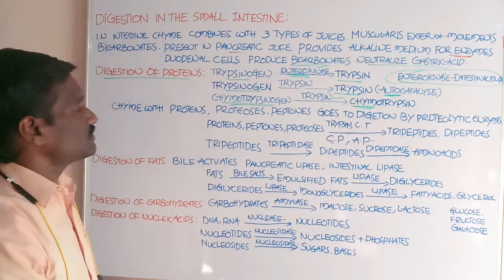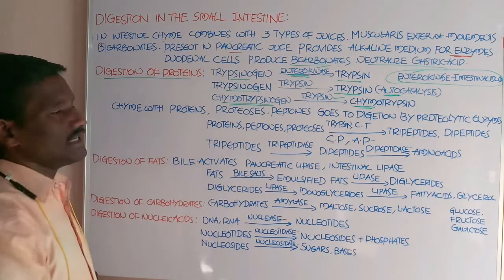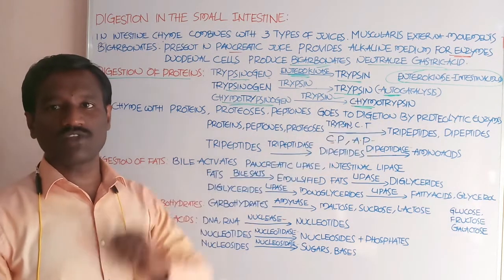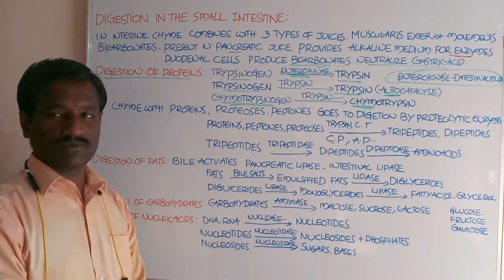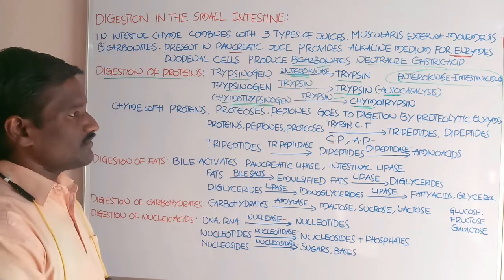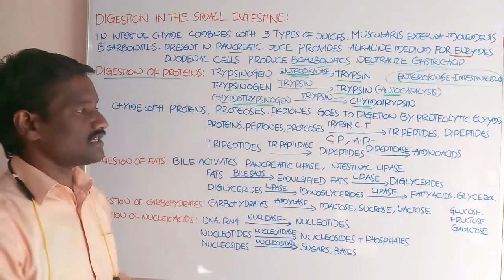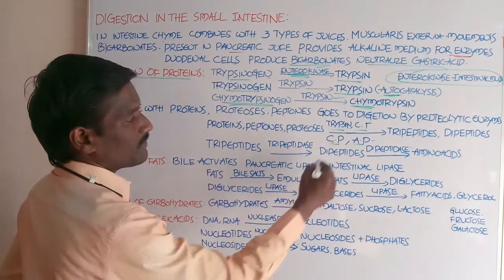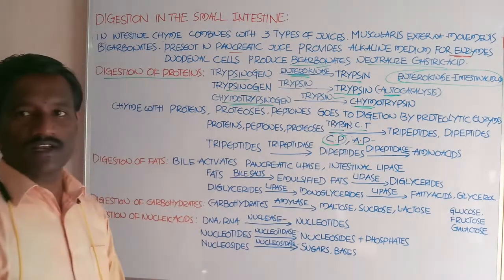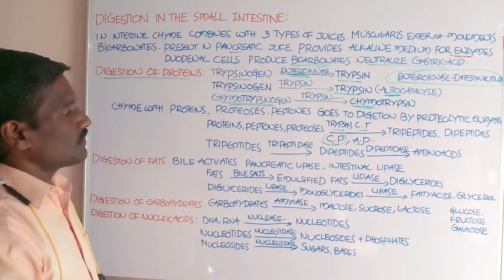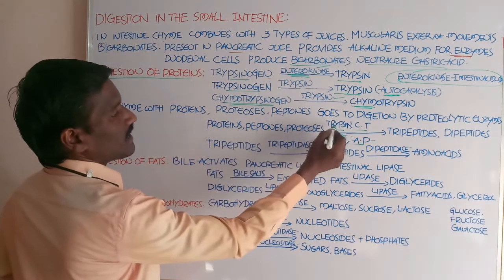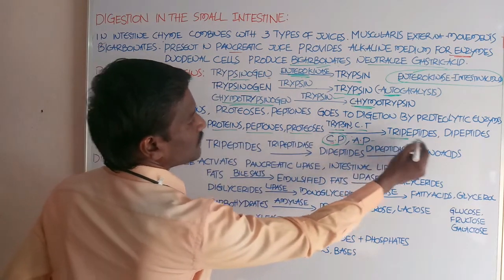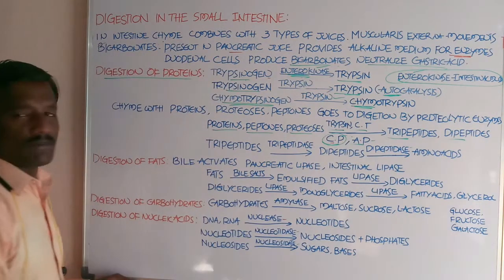Okay, students. Now, chyme with the proteins and proteases goes to digestion with the help of proteolytic enzymes. These are trypsin, chymotrypsin, carboxypeptidase, and aminopeptidase. Carboxypeptidase is present in pancreatic juice. These enzymes act on the proteins, peptones, and proteases and convert them into tripeptides and dipeptides.